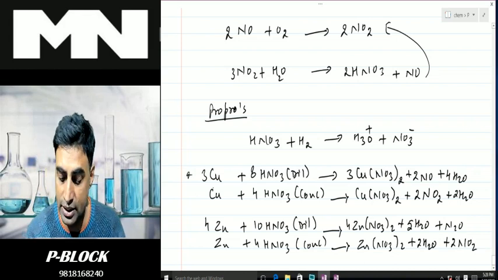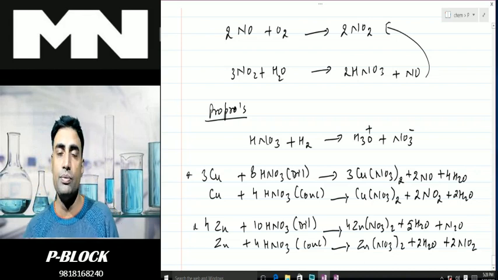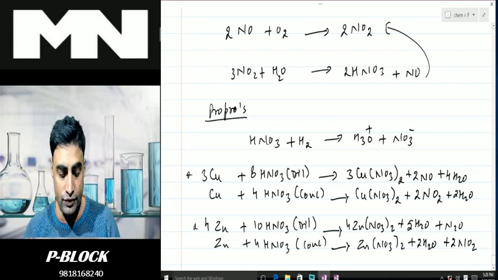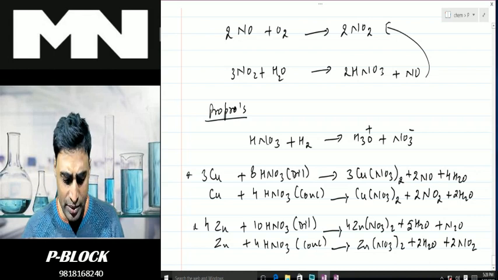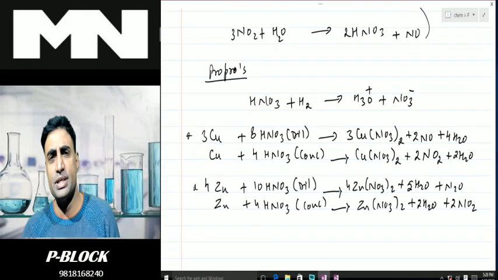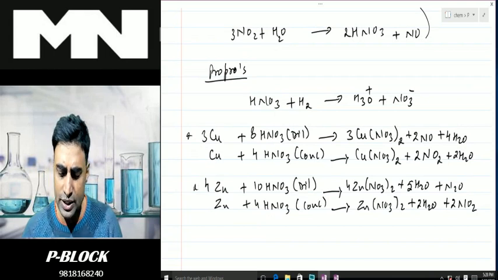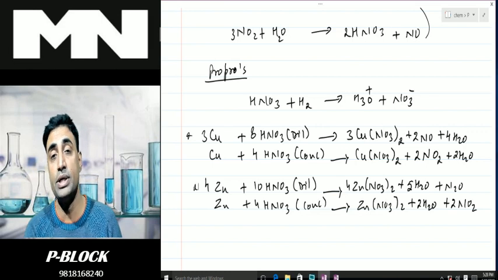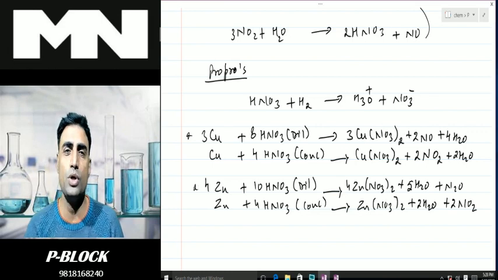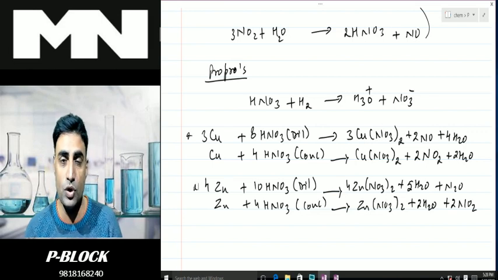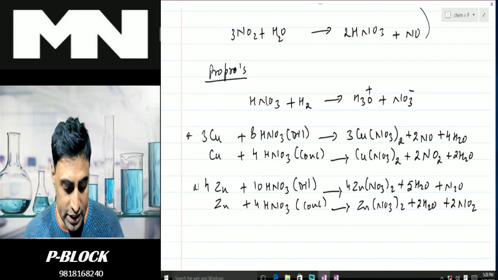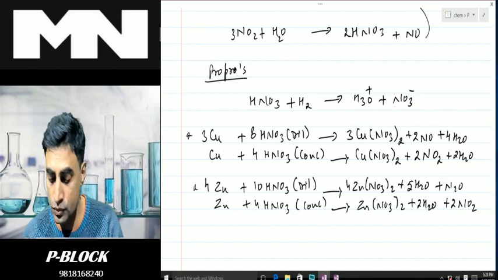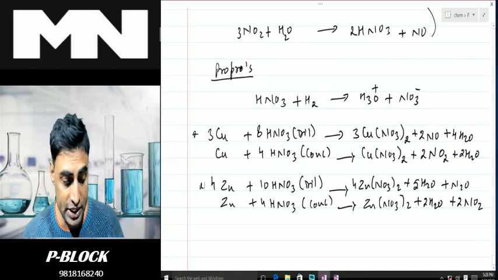So these reactions are important: the reaction of HNO3 with zinc and copper in dilute and concentrated form. You have to remember these reactions; the rest of the reactions are quite easy. Like if you react HNO3 with carbon, it will convert it to CO2. It is a good oxidizing agent, so it oxidizes non-metals like carbon, nitrogen, phosphorus. So this is all about the properties of HNO3.